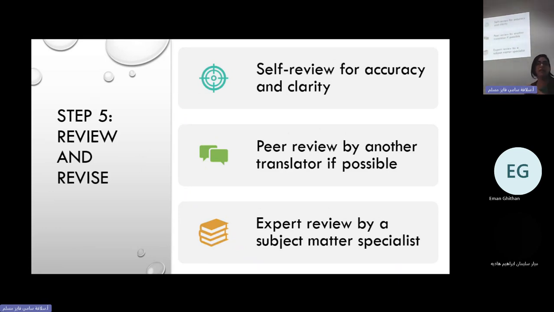And the last one is review and revise. Always, always you have to review and revise. Self-review for accuracy and clarity, peer review. This is also an important step in editing and proofreading or reviewing your work. Expert review by a subject matter expert. So you see how many types of reviews: yourself, someone else, and an expert in the field.